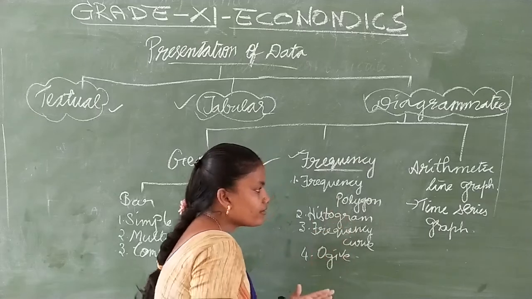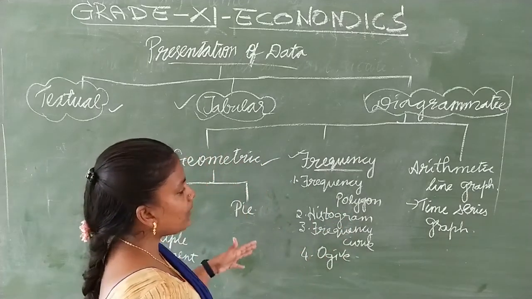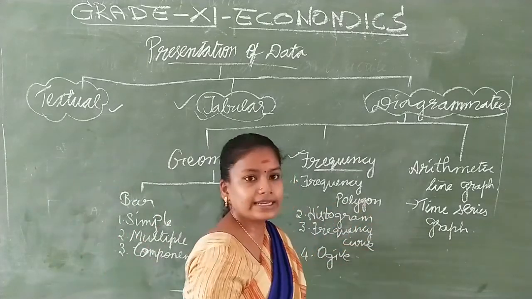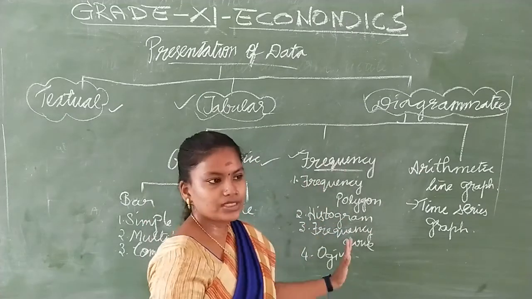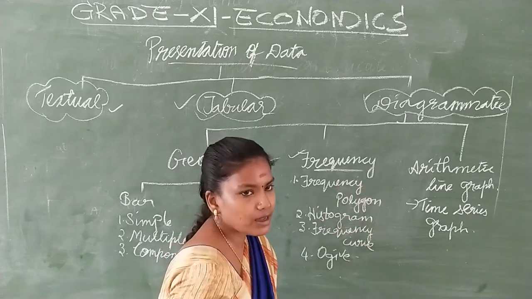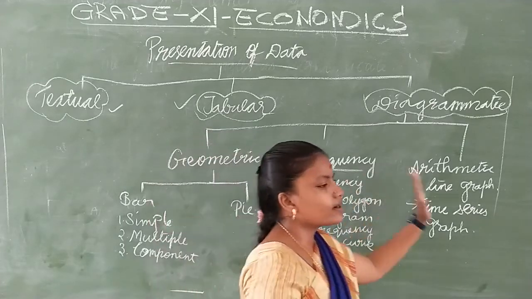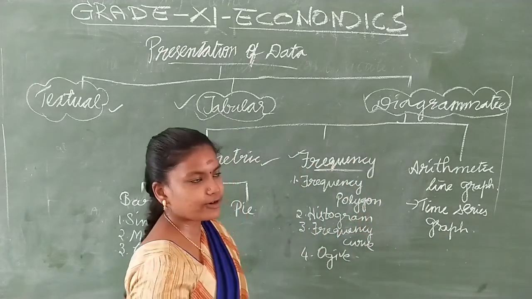Alright, children, so what are we going to do now? We are going to discuss the arithmetic line graph. It is a direct thing. Unlike the geometric and frequency diagrams, it does not have any further classification. We are going to talk directly about the arithmetic line graph. Right, children?